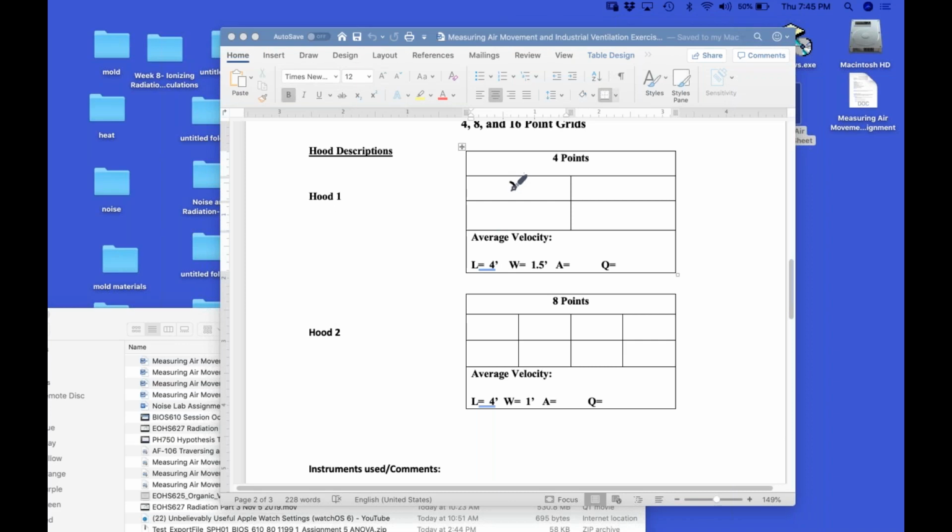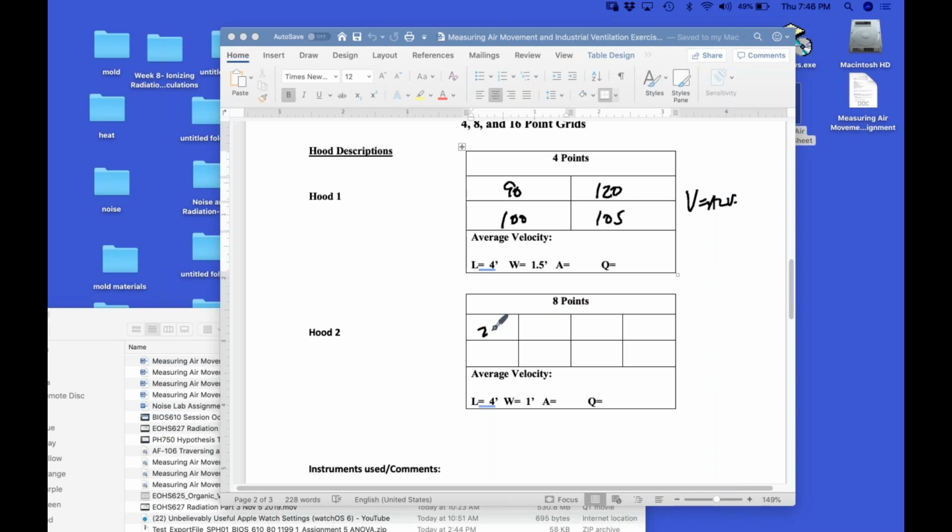I'm going to call this 90, 120, 100, and 105. Okay, so you can calculate based on this what the cross-sectional area of this hood is, right? You can calculate what the volume of air going through here is. But in order to calculate the volume of air, you got to get the average velocity first, right?